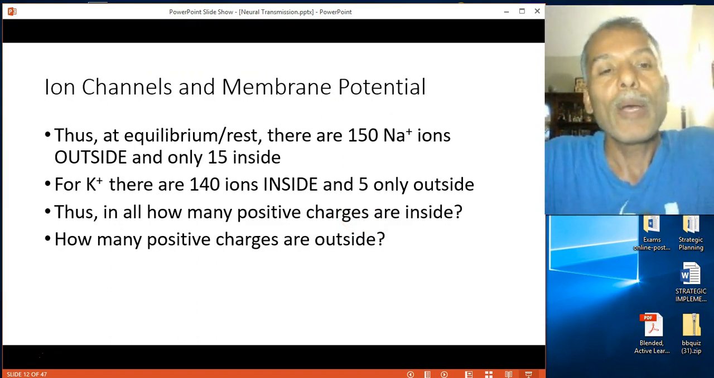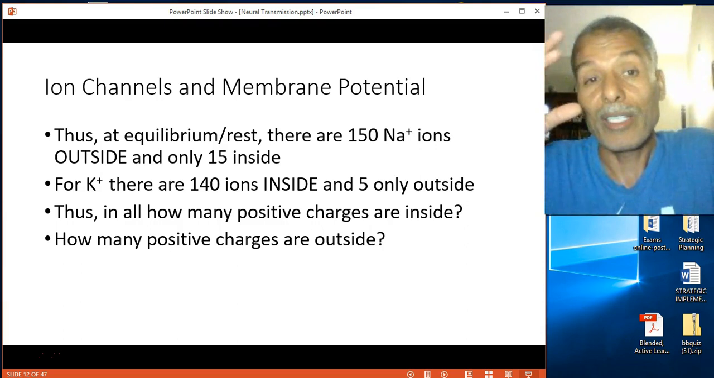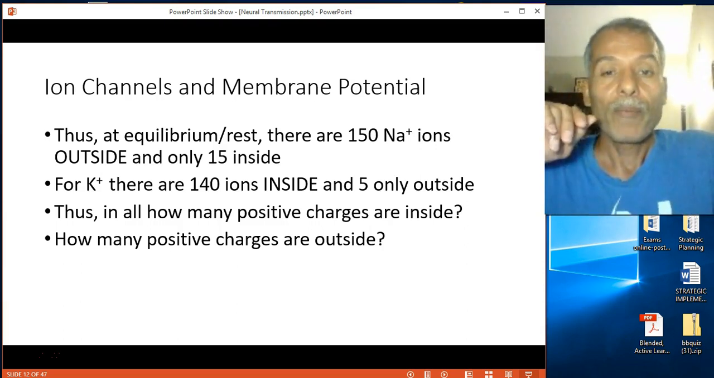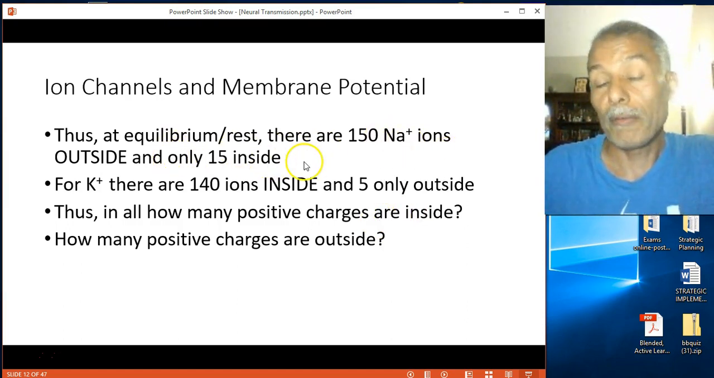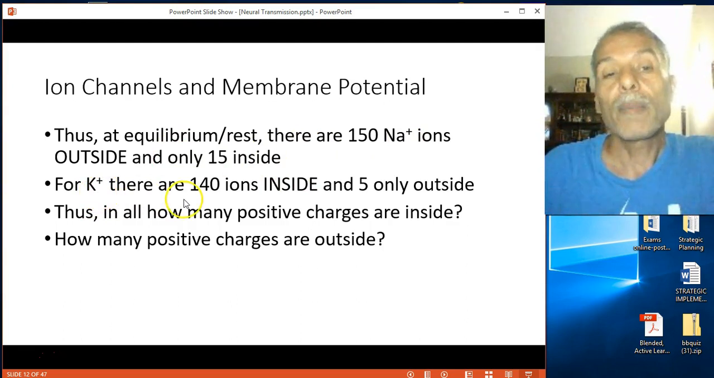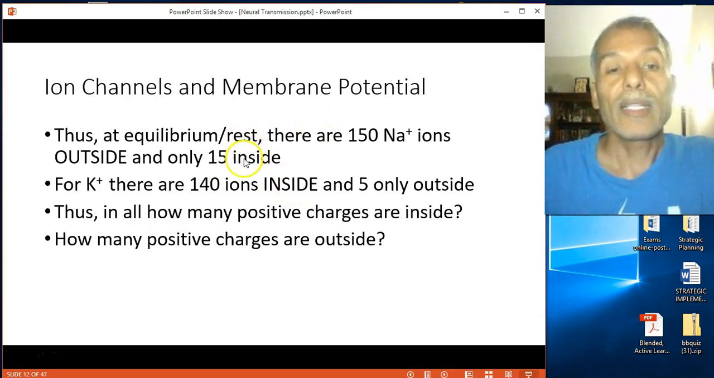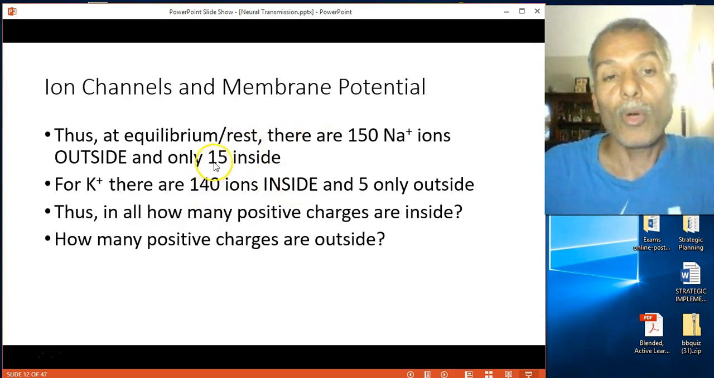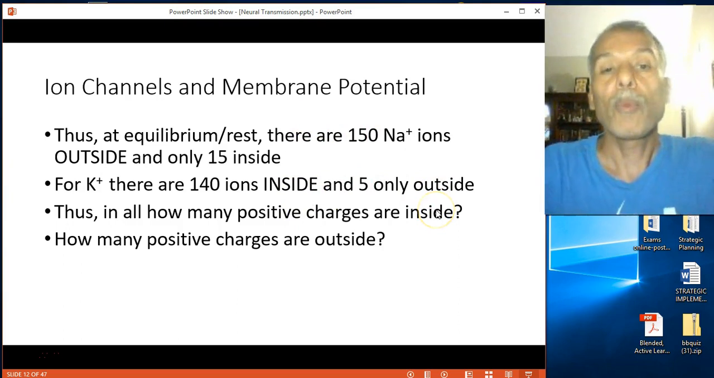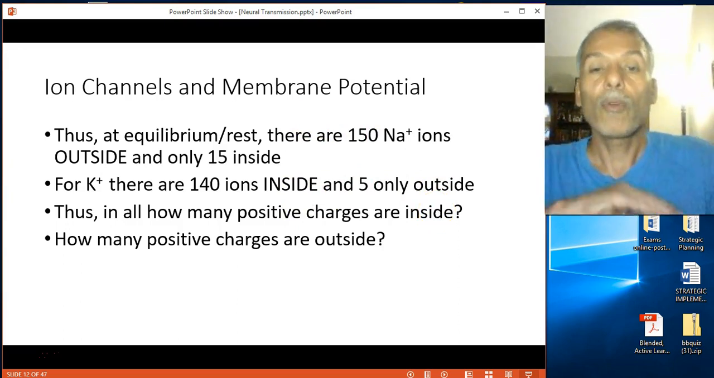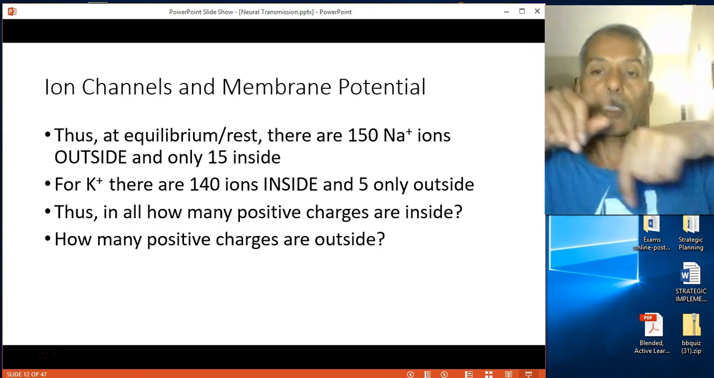So at equilibrium, at rest, the cell really never reaches equilibrium, but at rest, there are 150 sodium ions outside and only 15 inside. And potassium, there are 140 ions inside and 5 outside. If you calculate, you are going to add 150 to the 15, that's 155. And then the outside, you have 150 plus 5, that's 155. And they are equal positive charges. And if one sodium comes in, naturally one potassium is going to leave.